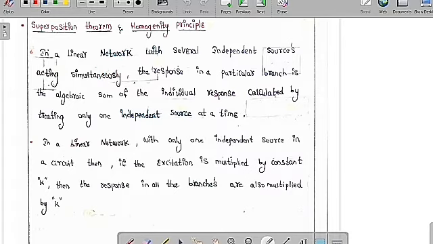So the overall response is equal to the summation of each and every response. And homogeneity means if you increase the input by some amount, then the output also changes by the same factor. This we call the homogeneity principle.